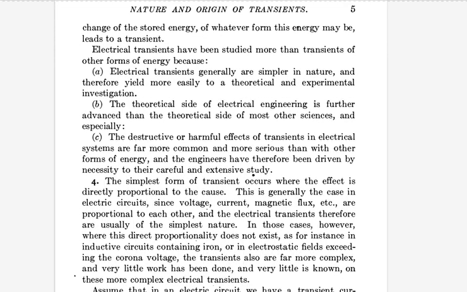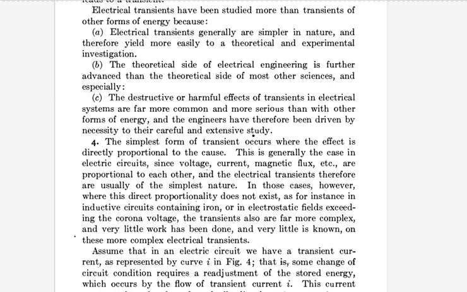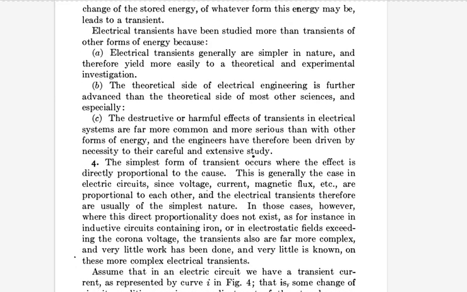Electrical transients have been studied more than transients of other forms of energy because: a. Electrical transients generally are simpler in nature, and therefore yield more easily to a theoretical and experimental investigation. b. The theoretical side of electrical engineering is further advanced than the theoretical side of most other sciences, and especially c. The destructive or harmful effects of transients in electrical systems are far more common and more serious than with other forms of energy, and the engineers have therefore been driven by necessity to their careful and extensive study.